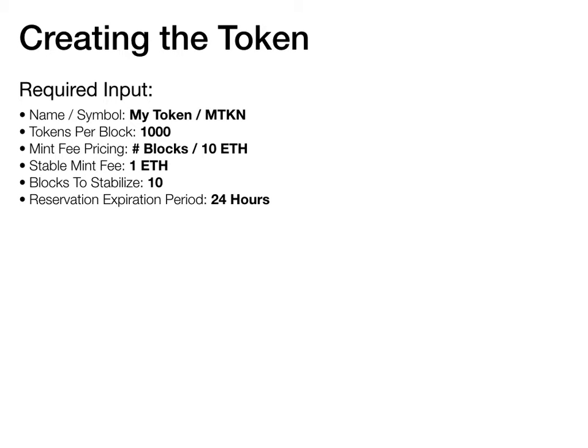So some of the values we'll just use for this example here. We'll call it my token, use the symbol MTKN. We'll do 1,000 tokens per block, and we'll set the mint fee pricing to the number of blocks reserved divided by 10 ETH. Once the number of blocks we've set to stabilize here is reached, that being 10 in this case, we will move on to the stable mint fee of 1 ETH. And the reservation expiration period will be set to 24 hours.